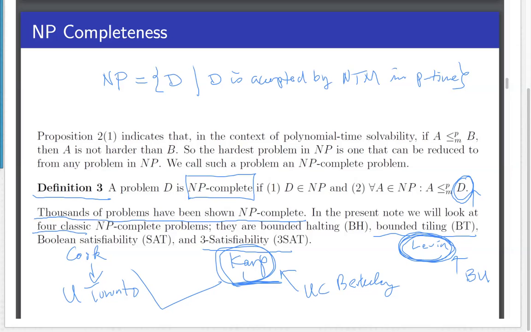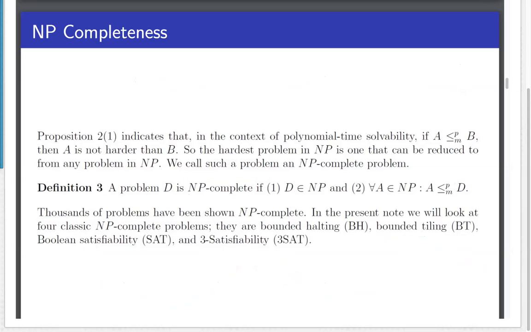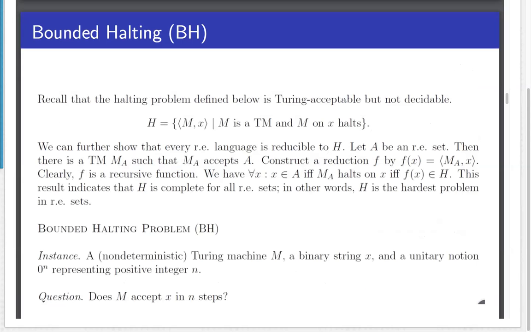Okay, so these are the four problems we're going to look at. All right, so the first is the easiest one. It's bounded halting. We just want to know whether a time-bounded Turing machine on any given input X will halt within that time bound. So we first look at the general halting problem, without a time bound, and then we're going to add a time bound to it.